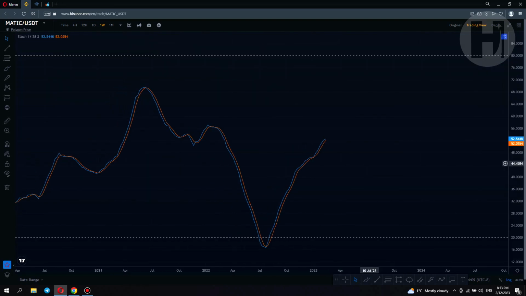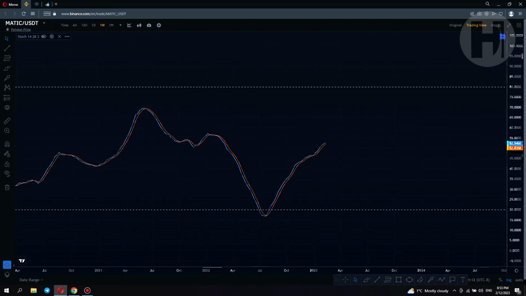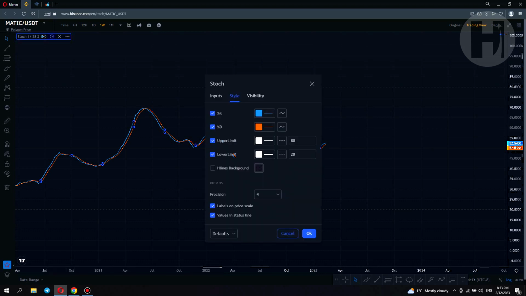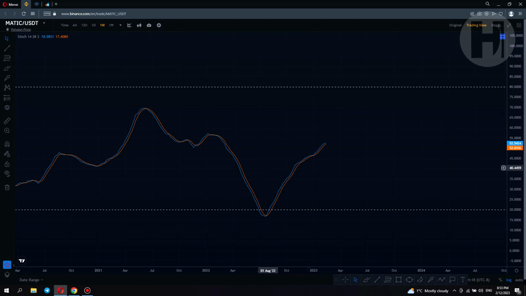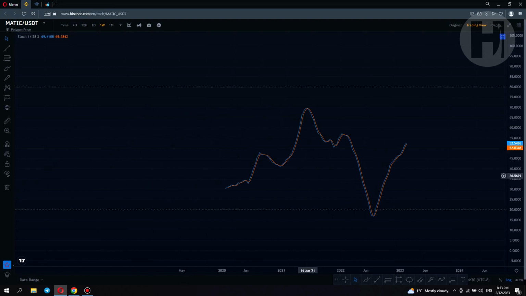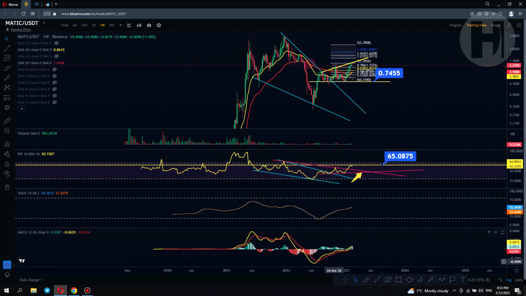Taking a look at the stochastic, looking very good over here. For those of you who don't know, I have the stochastic set up with the inputs as 14 and 28, so that we have less false signals. So on the weekly chart right now, we had a good opportunity to buy in July, and right now we're in the middle here. So based on the stochastic, we can't really decide if you want to take profits or not, because we're halfway through.